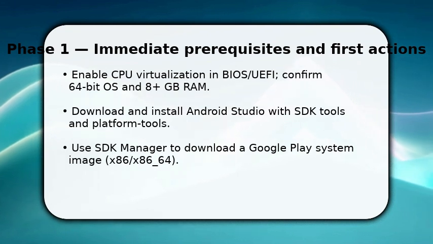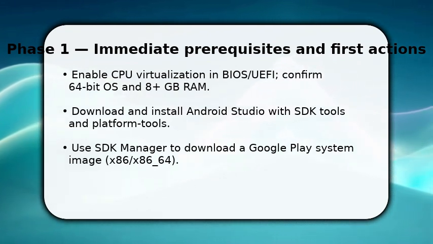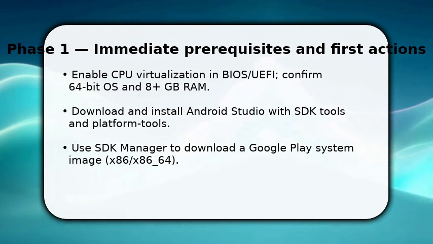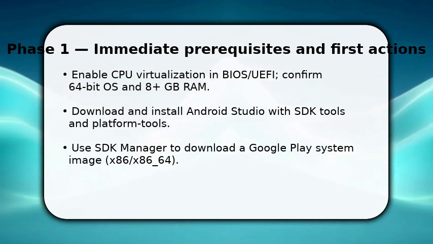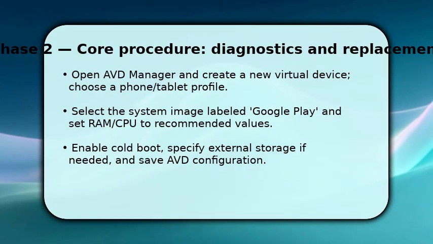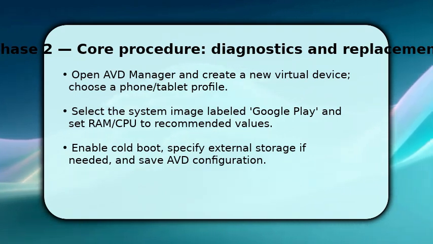Once installed, open SDK Manager to download the Google Play System image for x86 or x86-64. Doing this gives you an emulator that officially supports Play. Once the SDK image is present, open AVD Manager and create a new virtual device.